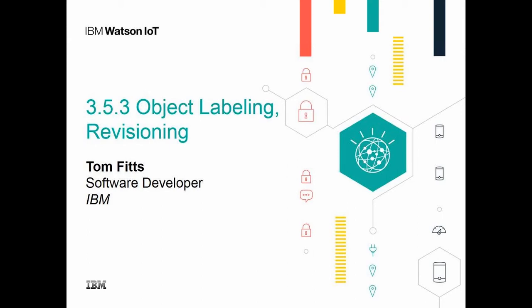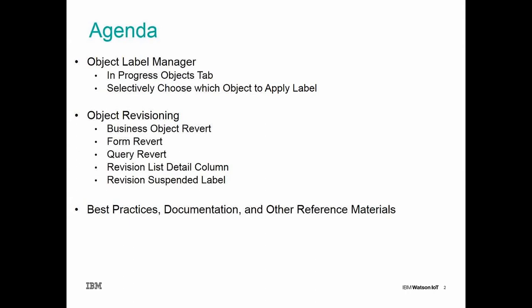This presentation will cover new features in object labeling and revisioning in IBM TRIRIGA Application Platform 3.5.3. The agenda will cover new features in the Object Label Manager. This includes the In Progress Objects tab and the ability to selectively choose which object to apply a label to.